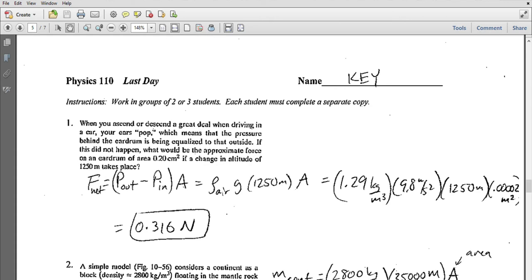Okay, so first problem: when you ascend or descend a great deal when driving in a car, your ears pop, which means the pressure behind your eardrum is equalized to that of the outside. If this did not happen, what would be the approximate force on an eardrum of area 0.2 square centimeters if a change in altitude of 1,250 meters takes place?